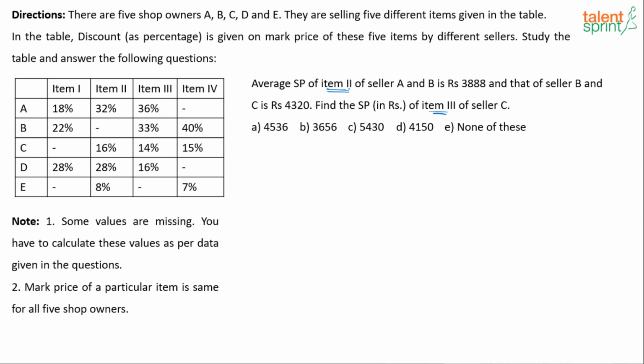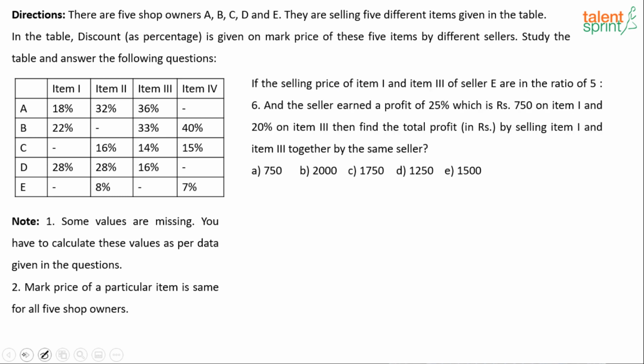Okay, so let me get clarity as to what we are referring to. Are we referring to item 2 or item 3? That clearly is a printing error. You solve the next question in the meanwhile. I'll find this out. Here's the next question. If the selling prices of item 1 and 3 of E are in the ratio of 5:6 and the seller earned a profit of 25%, which is rupees 750 on item 1, and 20% on item 3, then find the total profit by selling item 1 and item 3 together by the same seller. So that seems to be a straight question. Solve it. In the meanwhile, I'll find out about the previous one.